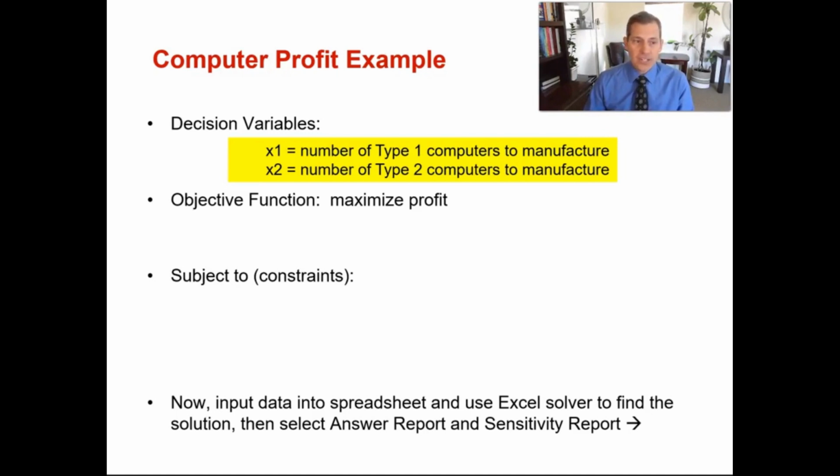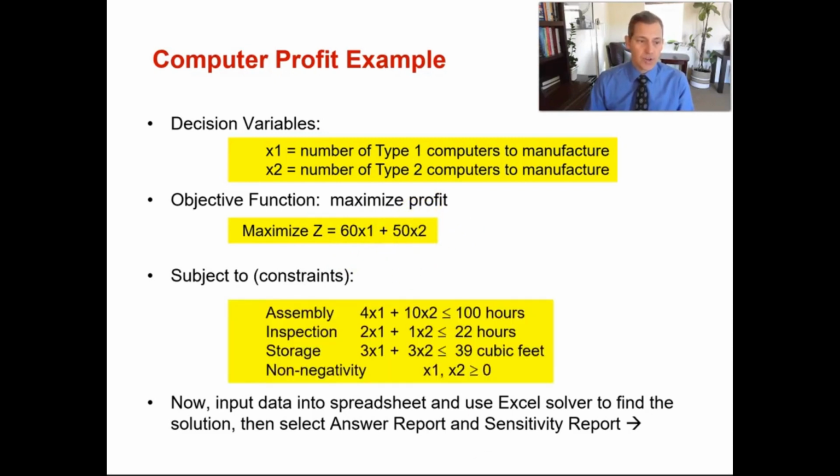Your objective function is to maximize profit. So the formula for that will be maximize Z equals $60 of profit per X1 that's produced, plus $50 worth of profit for every type 2 computer that's produced, subject to our constraints, which are 4x1 plus 10x2 is less than or equal to 100 hours for assembly.